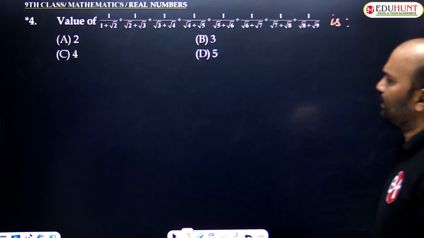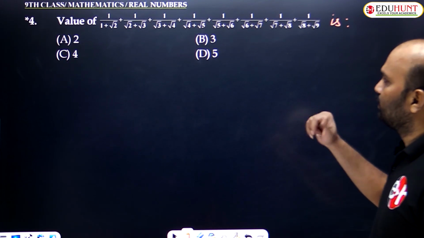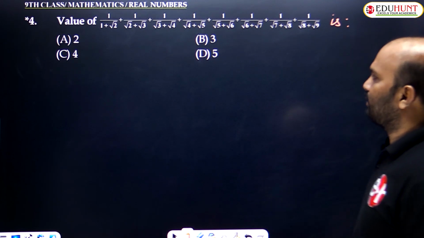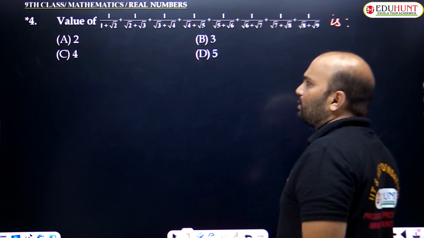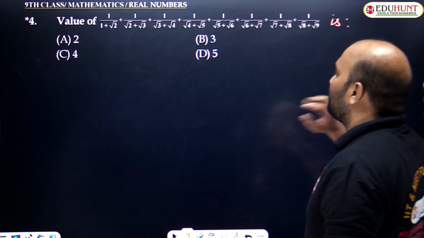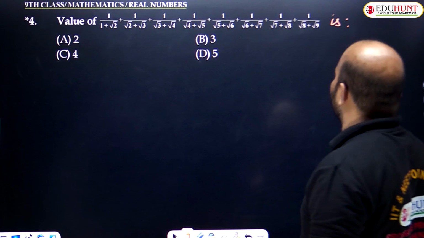So clearly we need to understand. If it's given this type of expression, 1 by 1 plus root 2, root 2 is an irrational number actually. But clearly we need to understand, it can be solved by rationalization. That is a lengthy process. What is my shortcut method?